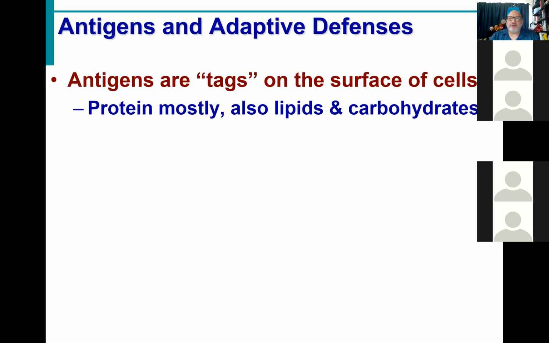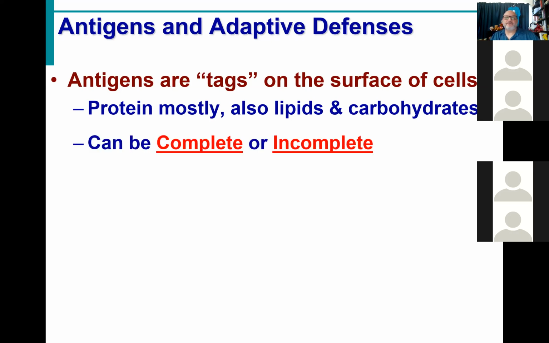Antigens are the tags that are on the surface of our cells. They are mostly proteins, but they can be combinations of proteins and lipids and carbohydrates. But what we haven't talked about is these antigens in as much detail. Typically, antigens can be complete or incomplete antigens.